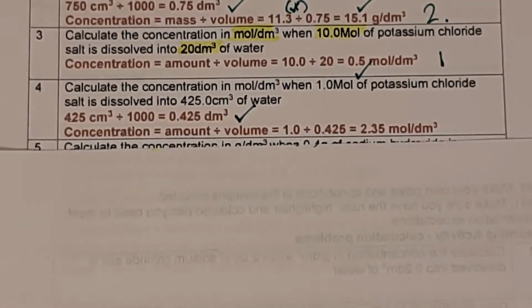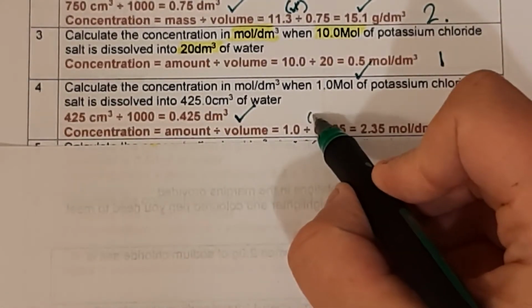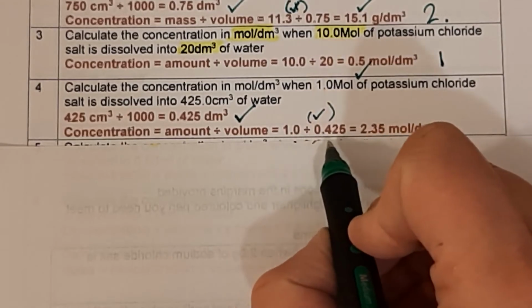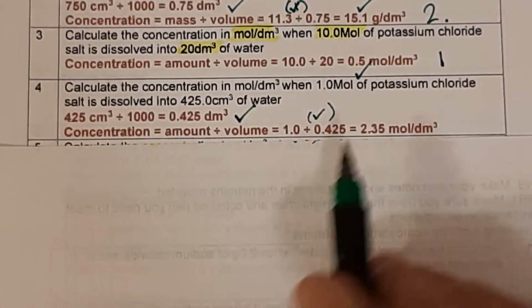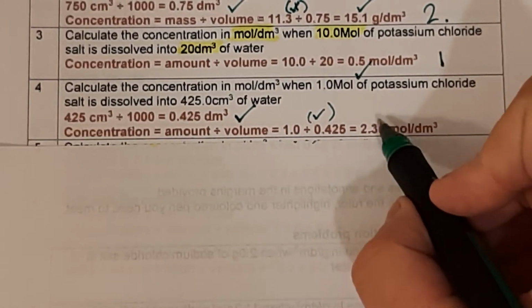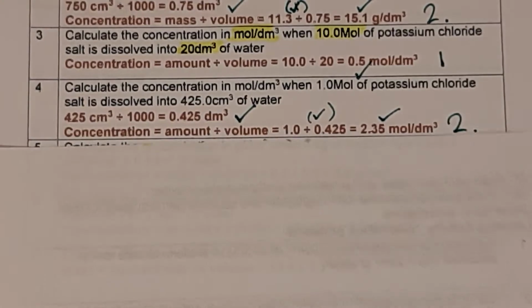So then our concentration is the amount divided by volume. So the second way to earn that first mark is to do 1 divided by 0.425. And using this 0.425 shows you've done this calculation. And then your answer should be 2.35 moles per decameter cubed. So this is out of 2 marks.